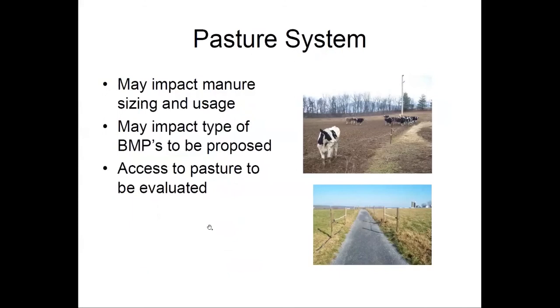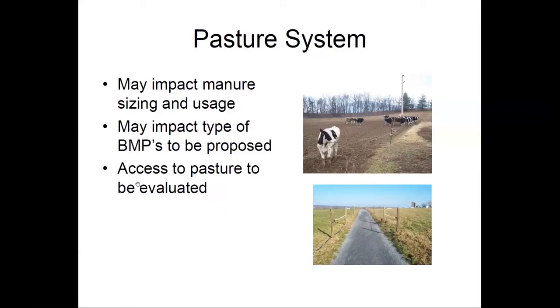You have a pasture system. Your pasture system may impact how you size your manure storage and how you utilize it. You may be putting on your manure after you've rotated your cows through a pasture. You may not be putting manure on a pasture at all because the cows are already spreading it for you. If you put your cows out for 90 days on pasture, your manure structure size may not be as big. Or if you're still in the barn for 6 months, your manure storage size may be exactly as big as it is. Also, the pasture system may impact the best management practices that you're proposing.